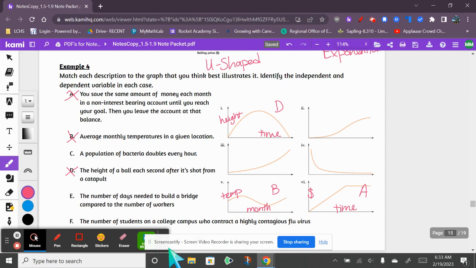Okay, let's go ahead and look at C. It says the population of bacteria doubles every hour. So we're going to see it just quickly increase. So that would be this one. So we have our time, and then we have our population of bacteria.